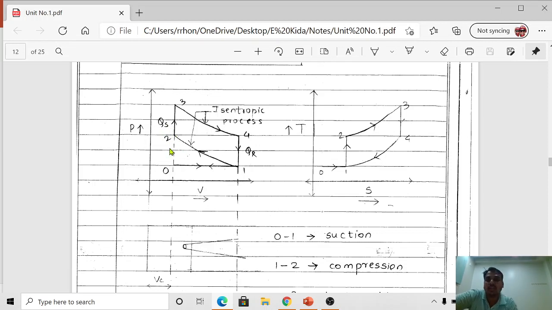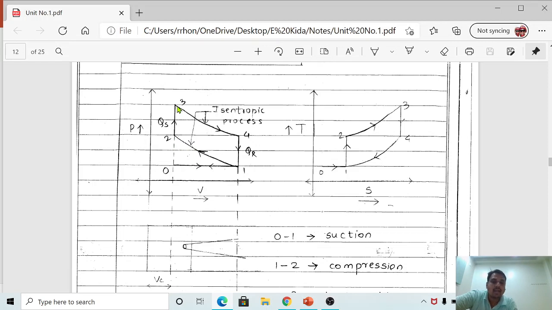This process QS is the heat supplied or heat addition, which takes place by the spark provided by the spark plug, and during this process volume remains constant. If you concentrate over here, volume remains constant, but pressure is going to increase from P2 to P3. This is again a very important one. Pressure is going to increase tremendously.